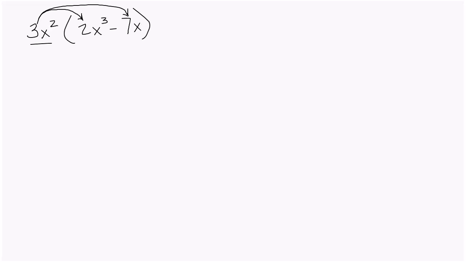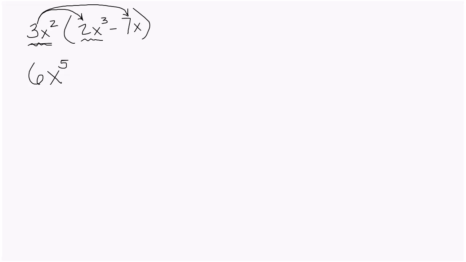So we're going to take 3x squared and multiply it by 2x cubed. And how we do that is we multiply the coefficients first. So 3 times 2 is 6, and then we're going to multiply x squared times x cubed. And whenever we're multiplying variables with exponents, we add the exponents. So x squared times x cubed gives us x to the power of 5. So 3x squared times 2x cubed is going to give us 6x to the power of 5.